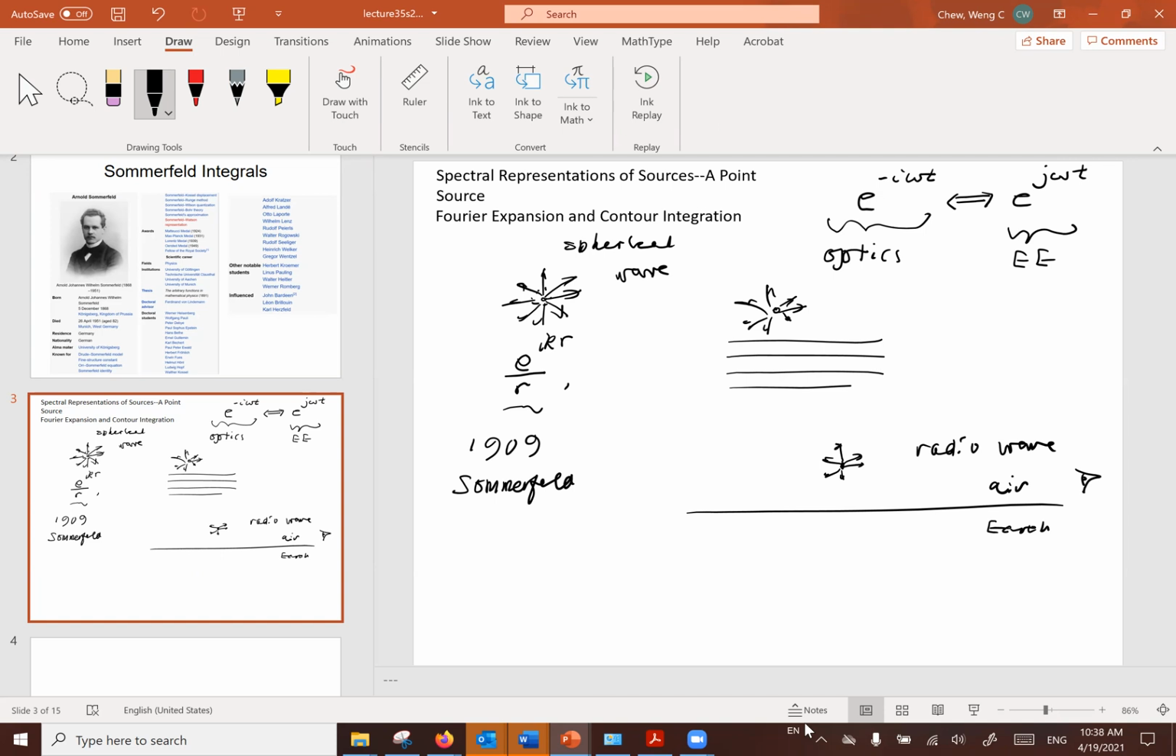So this question was asked long ago, and Sommerfeld provided the solution then. So let's see how we can go about solving this problem. The first thing you need to do is to do the spectral expansion of a point source field, which is to use the Fourier integration technique to expand the point source field in terms of plane waves. Spectral here means Fourier transform expansion.